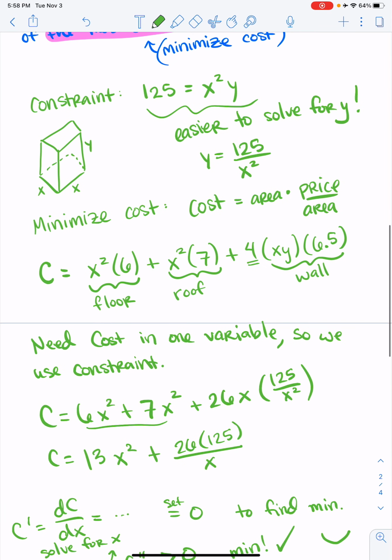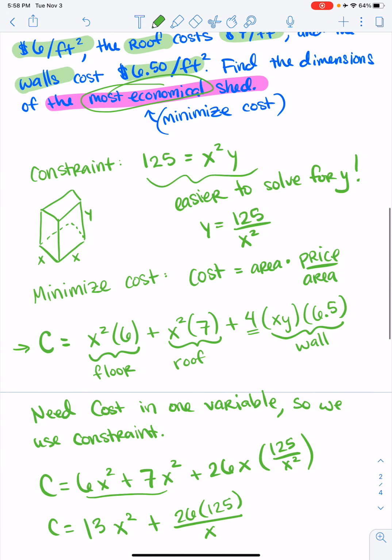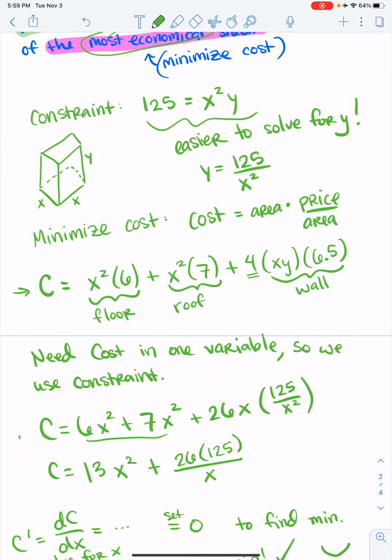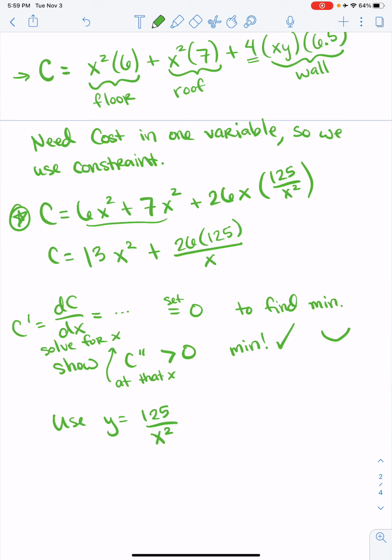Okay, so again, let's look. Find your constraint. Figure out what you're trying to optimize. Use your constraint to write your optimization equation in just one variable. And once you have it in one variable, then you can take your derivative and proceed. All right, have fun.